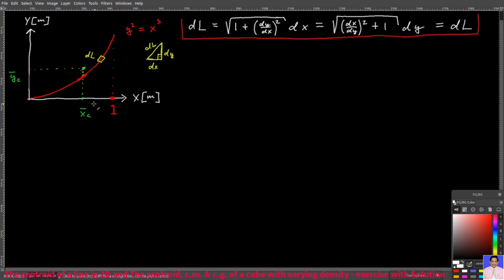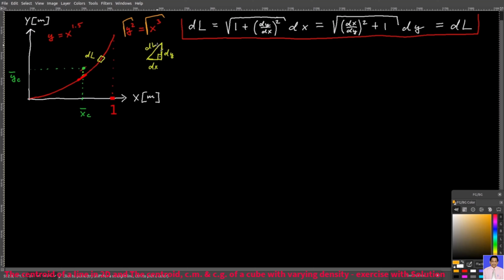Welcome back. So let's now find x bar c and y bar c. Let's now find the centroid for this line. First of all, if your function is y squared equals x cubed, then that means that y equals x to the power of 1.5, because you would simply square root both sides.